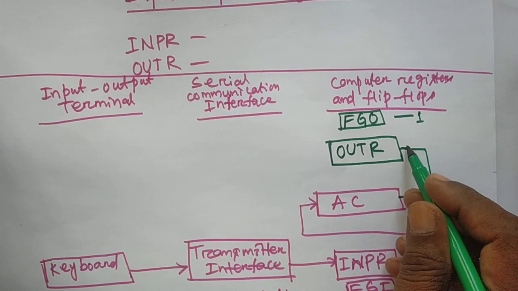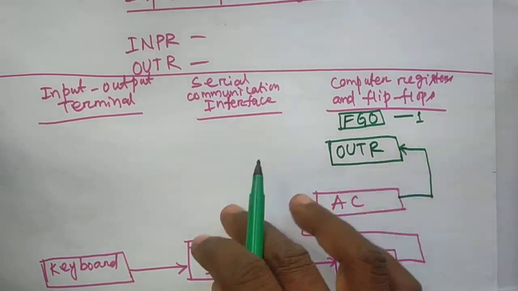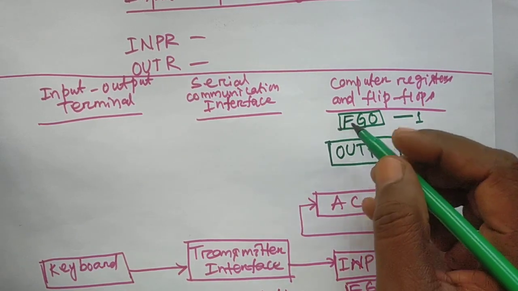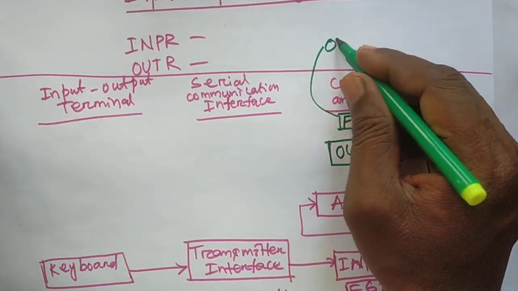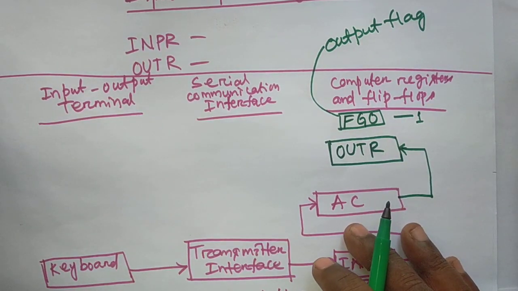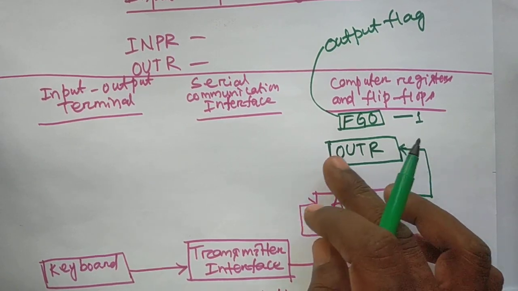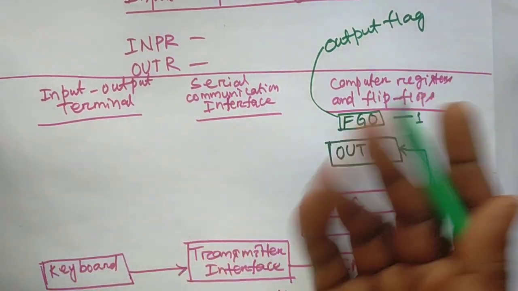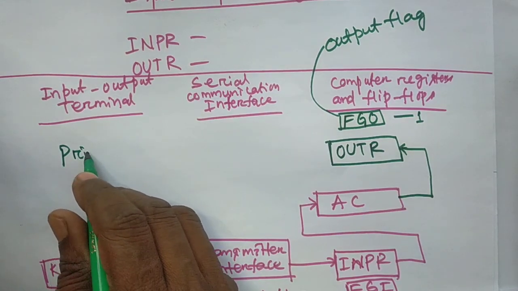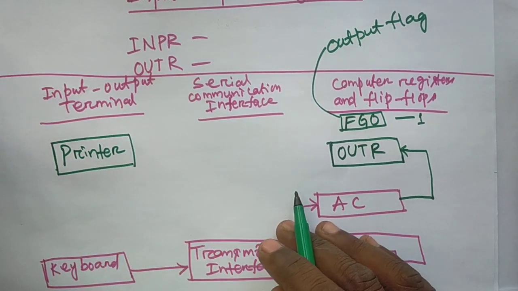Whenever the process transfers data from the accumulator to the output register, in that case FGO, the output flag, should be active. After that it will receive the data from the accumulator, then it will transfer the data to either a printer or monitor or any output device. Here you can write, suppose, printer, for example. Monitor also you can write, it does not matter.